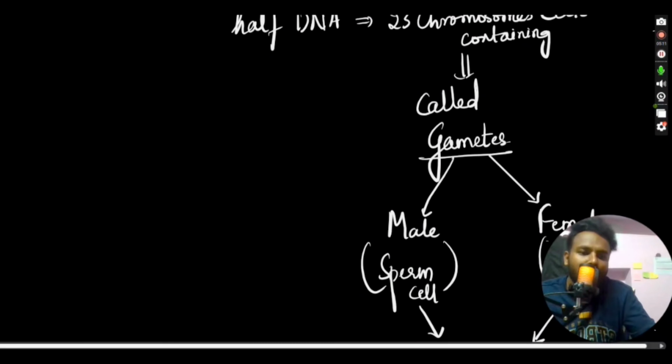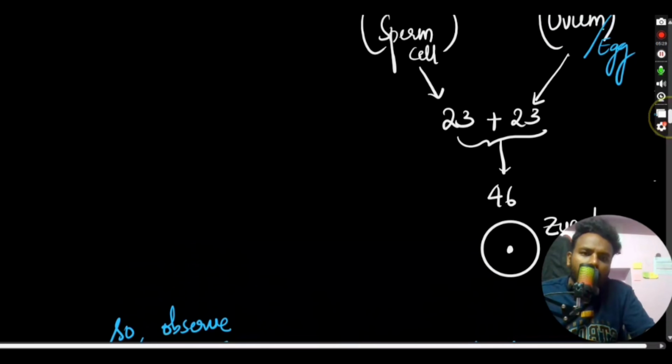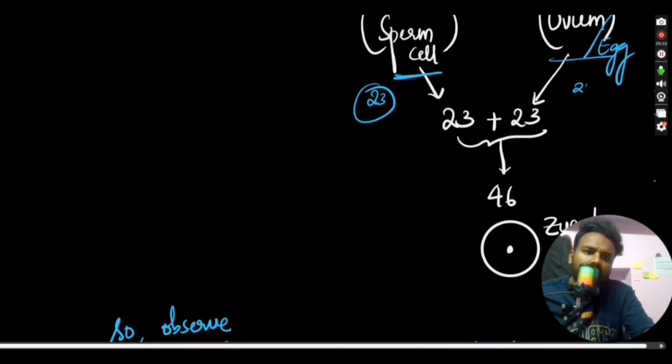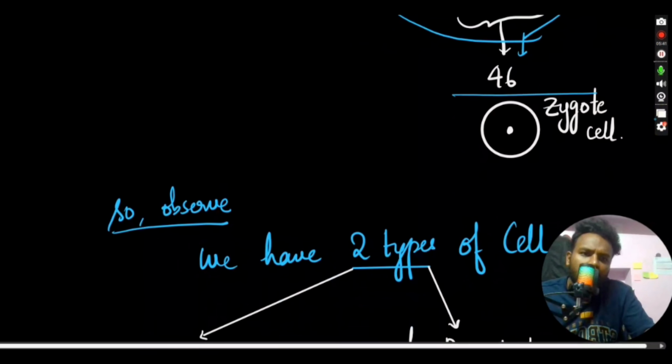I mean, only half the DNA will be there in those cells. Those cells are called gametes. In the male, the gametes are called sperm cells, and in the female, the gamete is called ovum or egg, right? So only half will be there. The sperm cell will have 23 chromosomes, and the ovum will have 23 chromosomes. If they combine, we get 46 chromosomes, and a new cell is formed, the first cell of a baby, right? It is called the zygote.